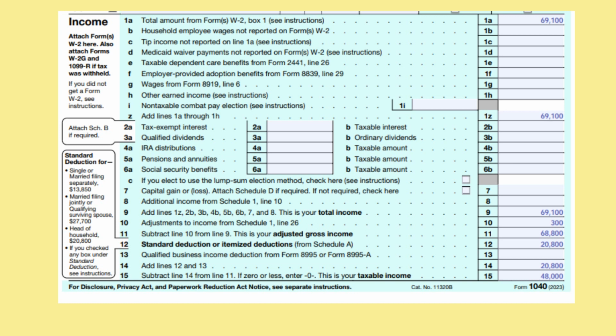On line 12, you'll put the larger of your standard or itemized deductions. In our example, the standard deduction is higher, and you can find the amount in the box to the left, which is $20,800 as you are head of household. Carry this down to line 14 as you do not have a qualified business income deduction. Subtract line 14 from 11 to arrive at $48,000 for taxable income on line 15.